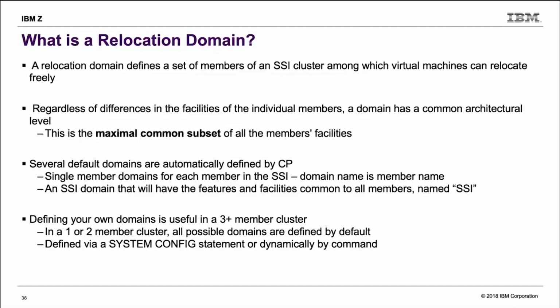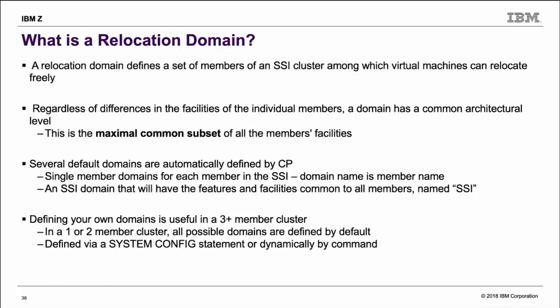Now, several of these relocation domains are defined by CP as defaults. So you'll get one domain for free for each individual member. This is something that we in-house at least call the canonical domain, and it defines only that member. So any guests in those member-specific domains will be able to use whatever capability is on that member. We also have a default that we define called the SSI domain, which by contrast has all of the features and facilities that are common to all the members that exist within the cluster.